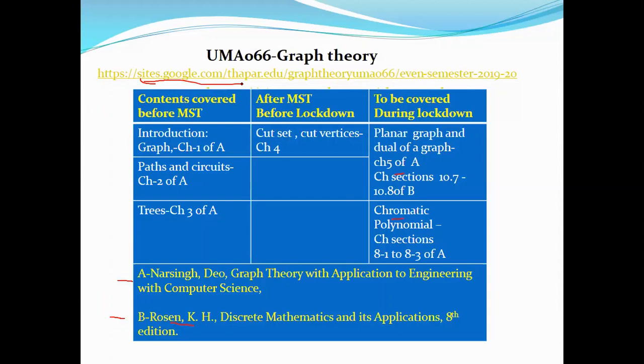I have already uploaded all my notes prior to MST, and those which are going to be covered after MST, on this official web page only. The contents covered before MST are chapters 1, 2 and 3 of textbook A, and after MST I think we have got only 2 lectures. I've tried to cover cut sets and cut vertices, so this is chapter 4 of book A. Then during this lockdown period, we are supposed to cover these contents. These are largely from textbook A, but some contents are from textbook B also: 10.7 and 10.8.